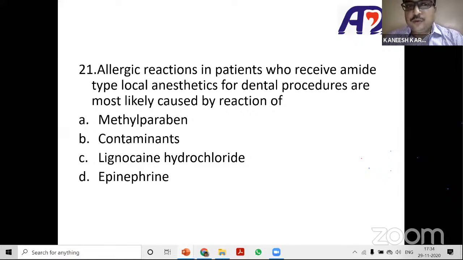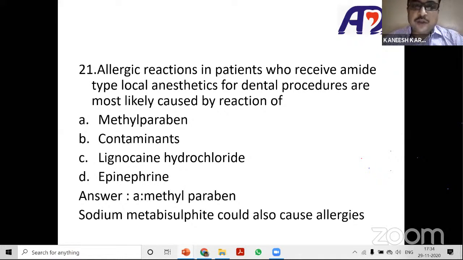Allergic reaction in patients who receive amide type of local anesthetics for dental procedures is most likely caused by the reaction of... Most people might think lignocaine is the agent which causes the allergic reaction, but it is not true. It is methylparaben which causes the allergic reactions. So the lignocaine which is used for cardiac arrhythmias will not have any preservatives. It will be plain lignocaine. So it is methylparaben which causes the allergic reactions. Sometimes sodium metabisulfite also could cause allergies.